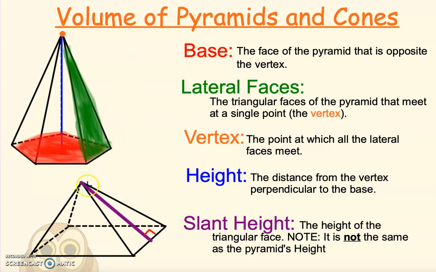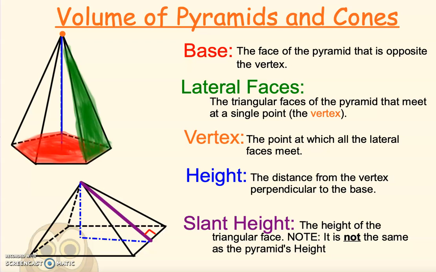Well, I hope you said it was the slant height, because if you drop the true height down and you connect it to the slant height, you'll notice we get a right triangle. And this slant height represents the hypotenuse, so it would be the longest part of the right triangle.